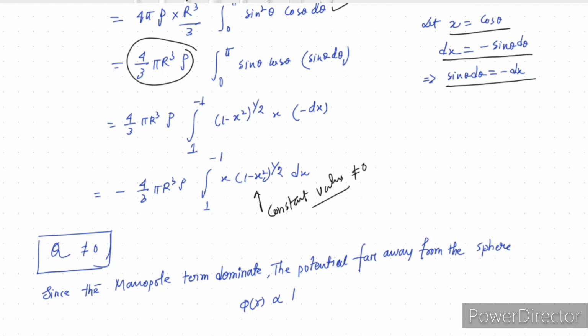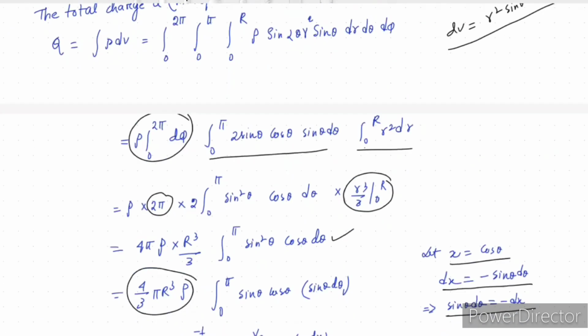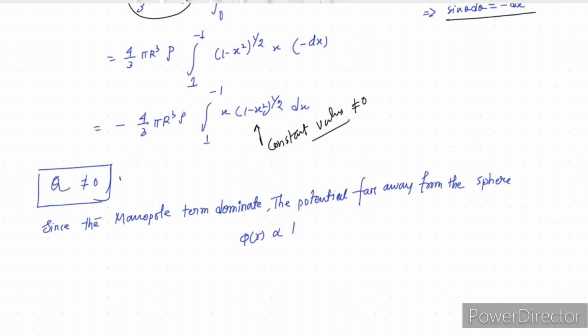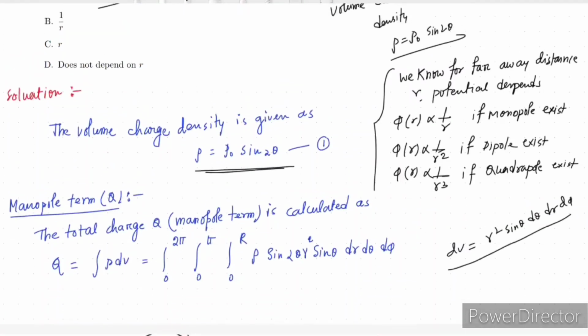So here the monopole term, the total charge, is not equal to 0. As the monopole term dominates here, the potential far away from the sphere is proportional to 1 by r. So option B is the correct answer.